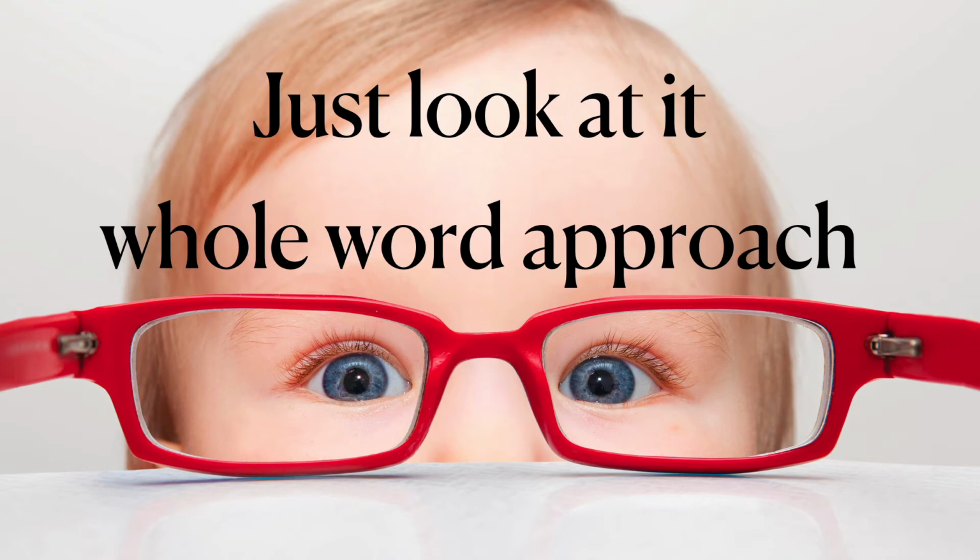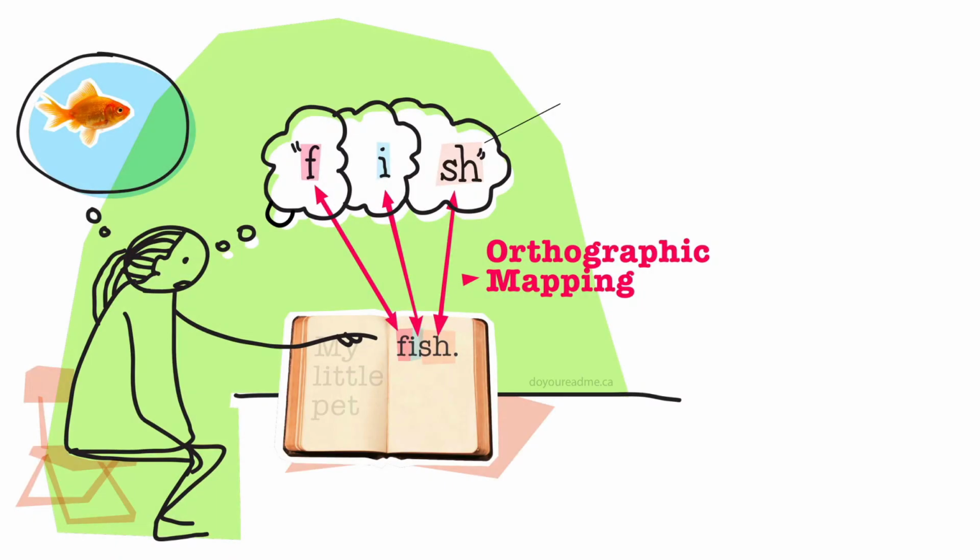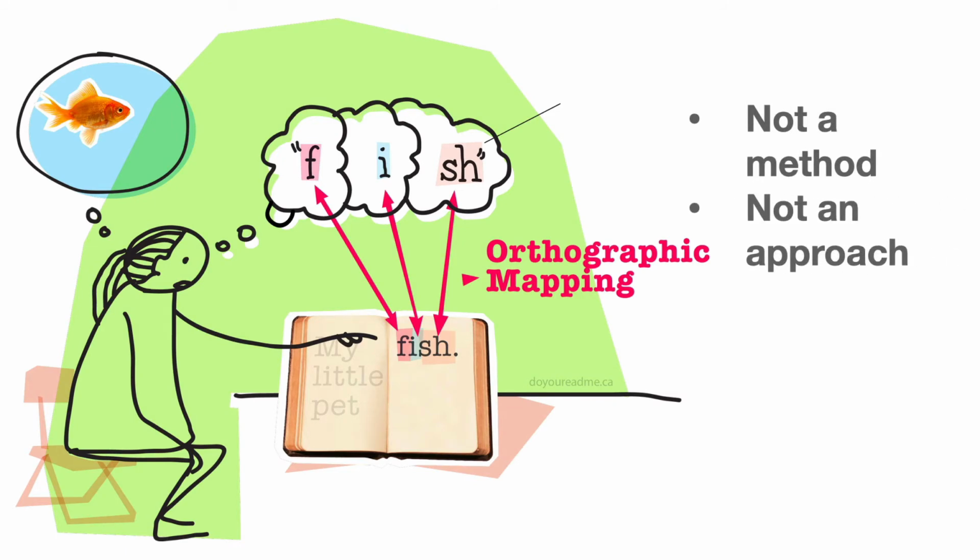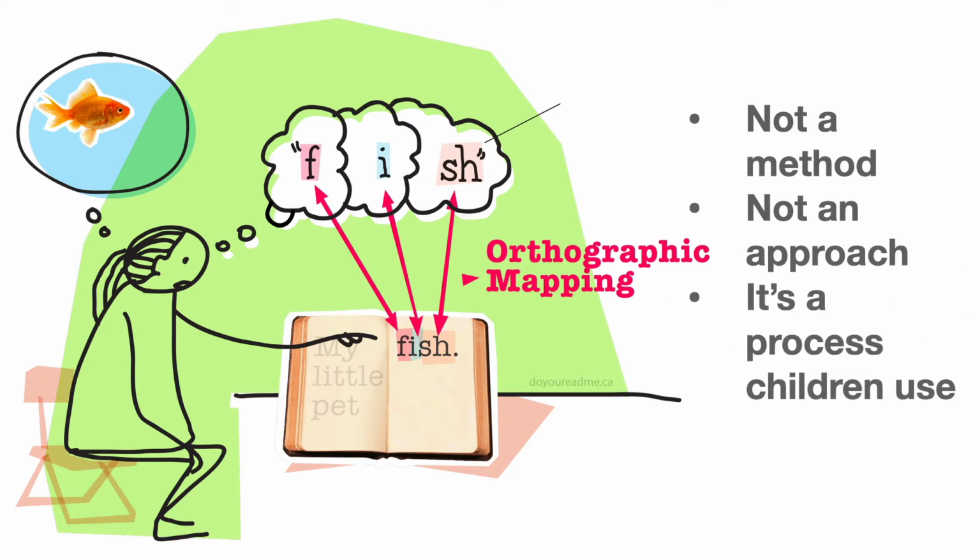Instead, what the brain really does is they use what's called orthographic mapping. It orthographs and maps that word sound by sound. Now, orthographic mapping, it's not a method to teach sight words, and it's not an approach to teach sight words. It's a process that children use, whether you like it or not. It's the process a child uses to understand words that are unfamiliar to them.